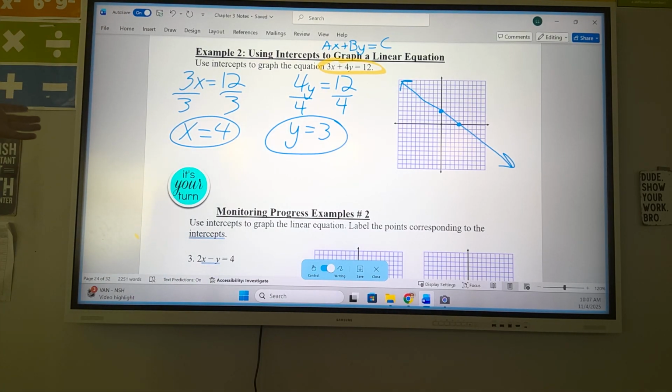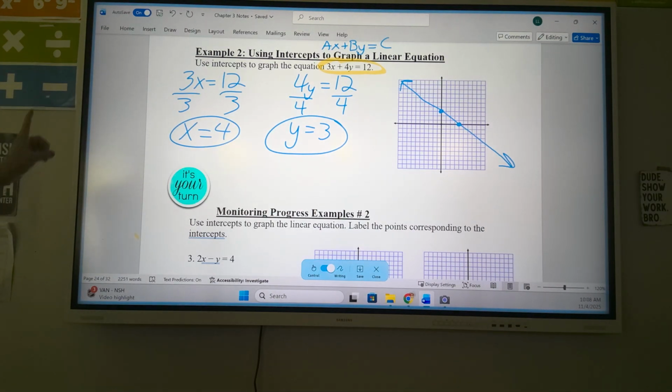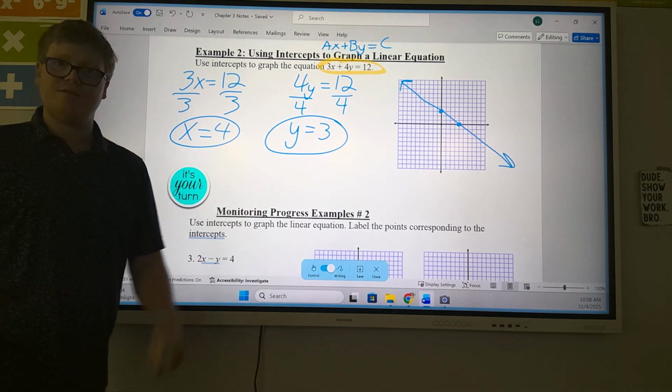So that's how we graph an equation in standard form using the x and y intercepts. First, you have to find the x and y intercepts, then you graph.